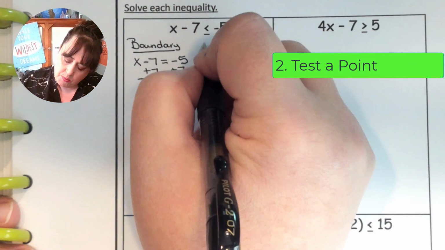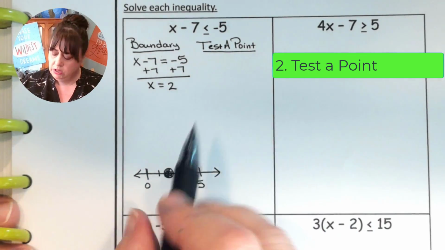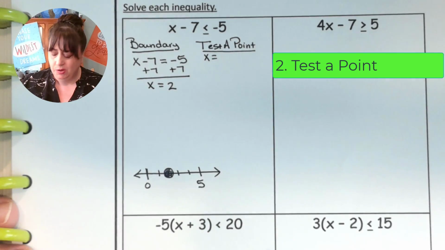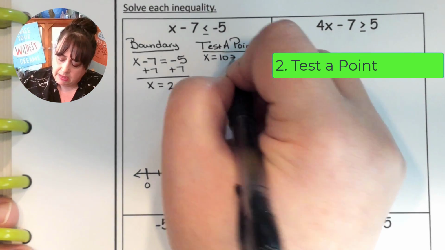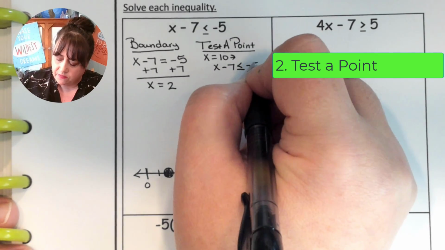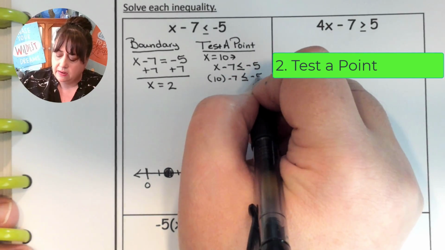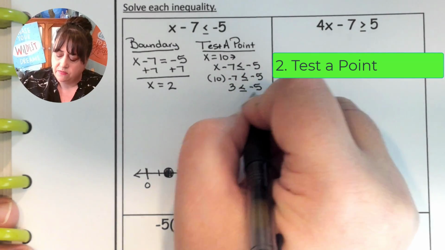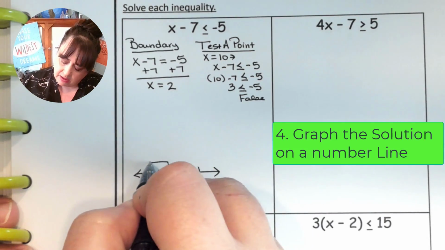Now we look at testing a point. So long as it's not our boundary, it doesn't matter which one we choose. I am going to choose x equals, and it does not matter so long as it's not 2, so how about x equals 10, which is way over here. We put it into the original inequality, x minus 7 is less than or equal to negative 5. So 10 minus 7 is 3. Is 3 less than or equal to negative 5? That is false. So we cannot go over 10, so we must go to the other side.